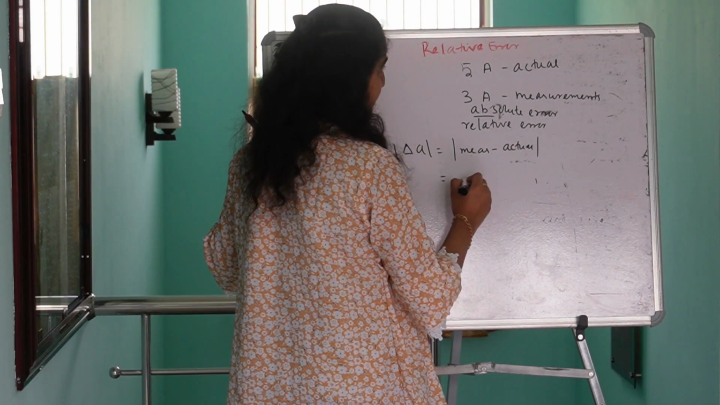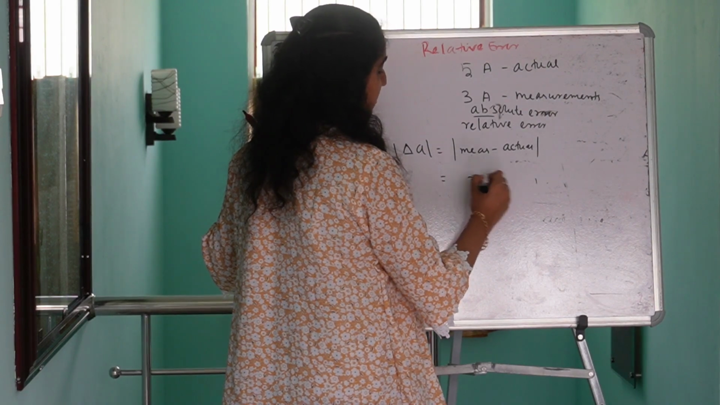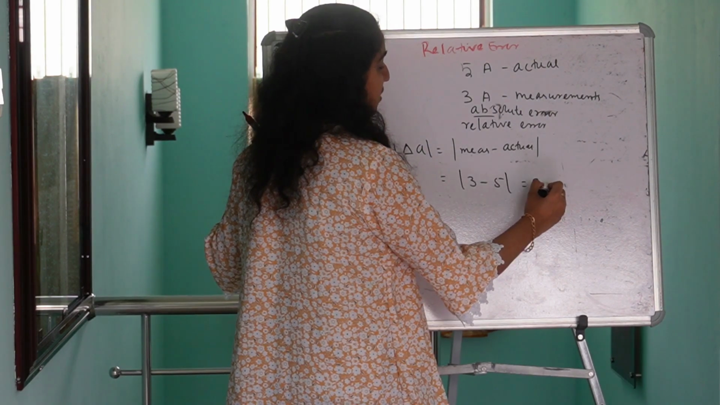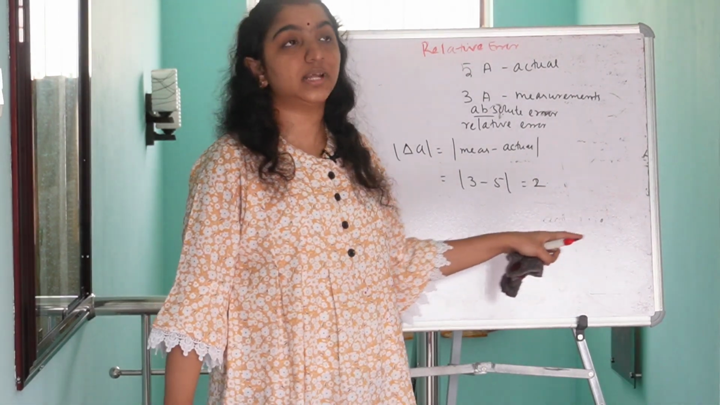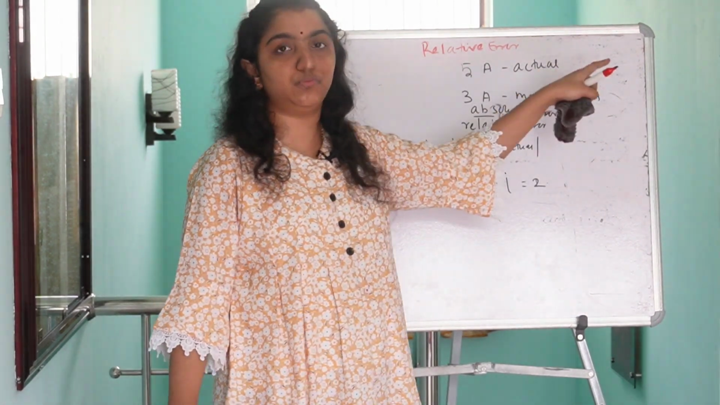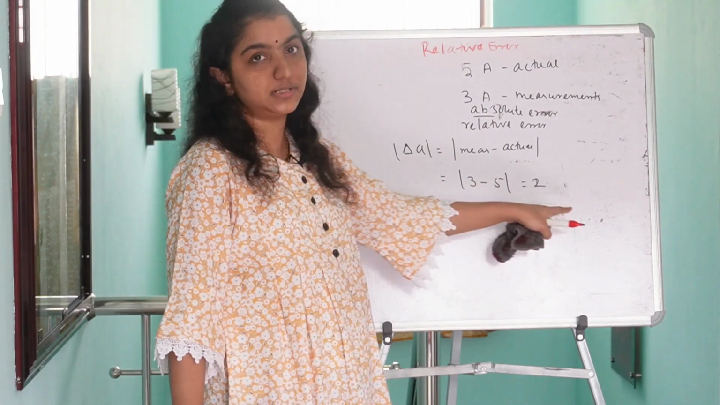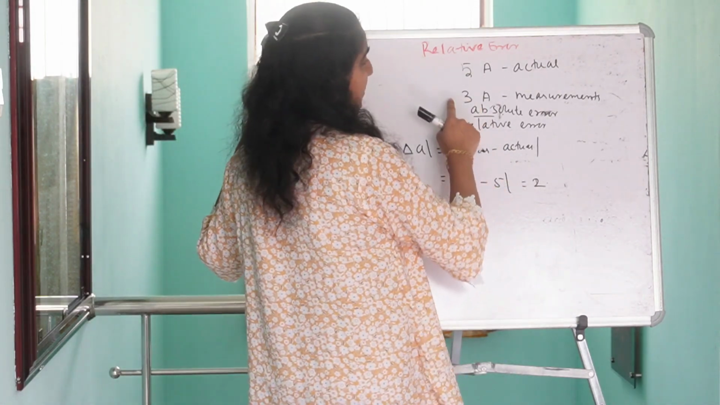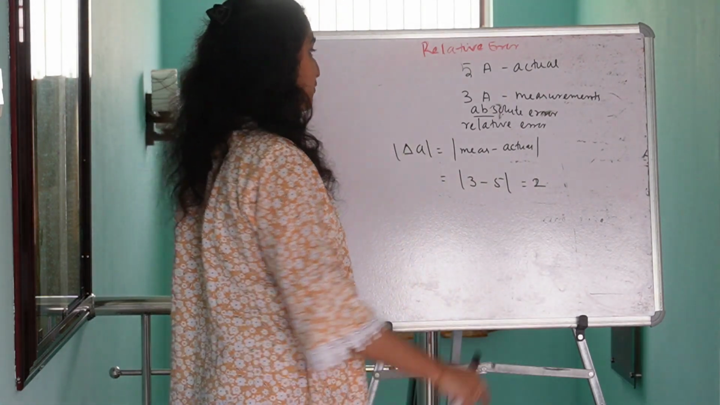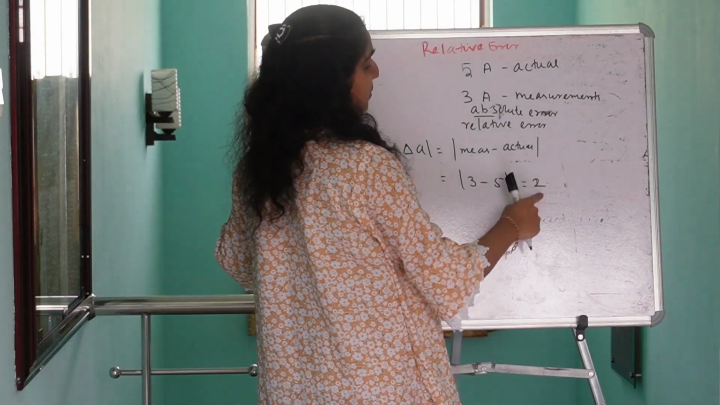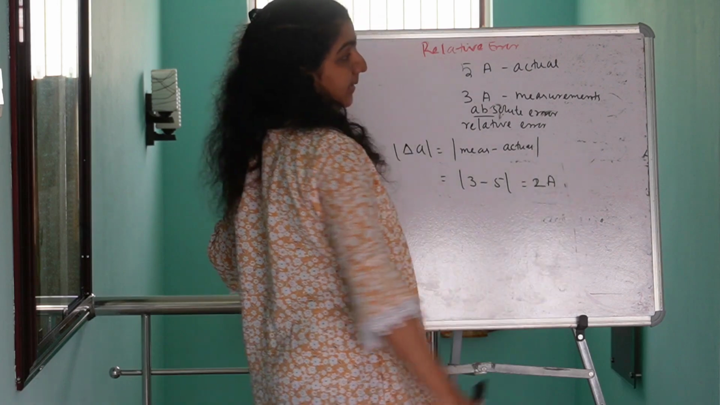Here the measured value is 3 and the actual value is 5. Even though the error has a negative sign, that is -2, here we are asked to find the absolute error, so it will always be positive. So the absolute error of this particular measurement is 2. Is it clear? So we got the value of absolute error as 2 ampere.